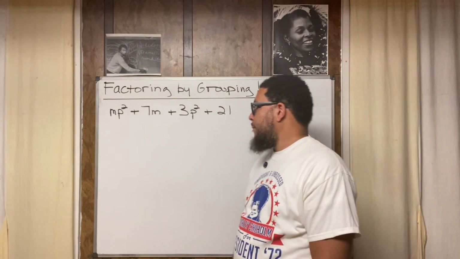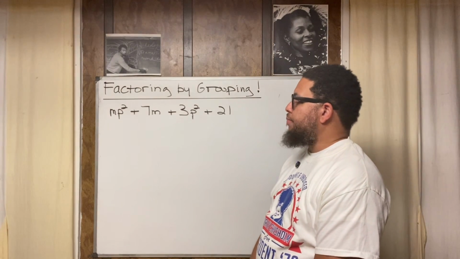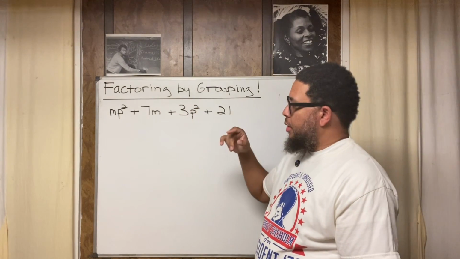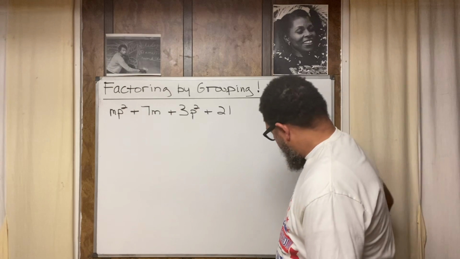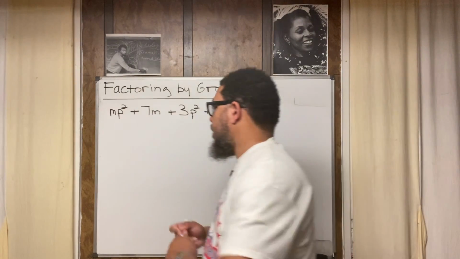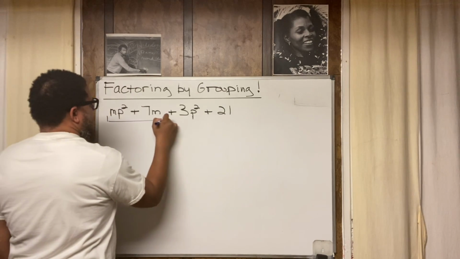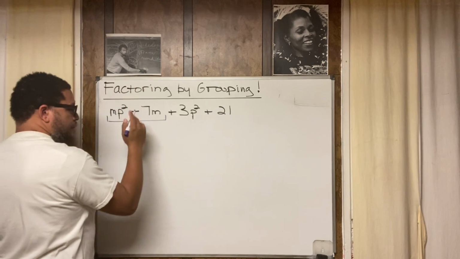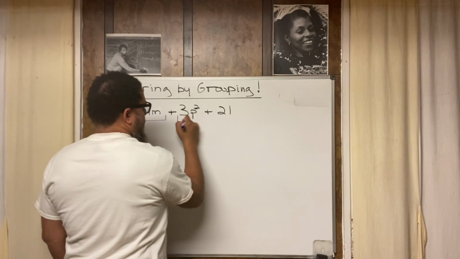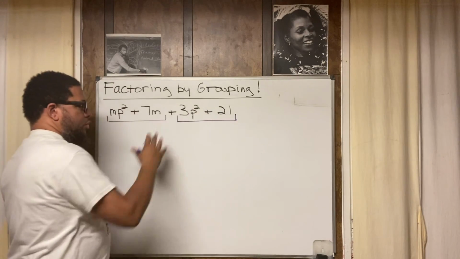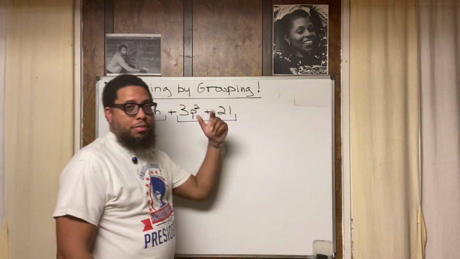Let me show you. So dig this, right? This is 4 terms. I'm going to break it up into 2 groups. The 2 groups are going to be these first 2 terms, mp squared plus 7m, that's one group. And then my next group is going to be 3p squared plus 21. So those are my 2 groups. That's why it's called factoring by grouping.